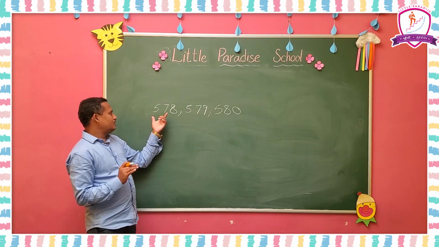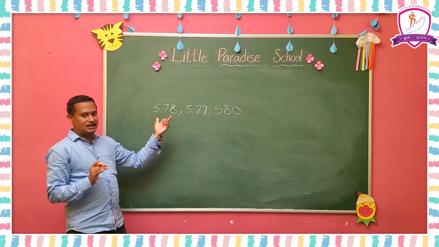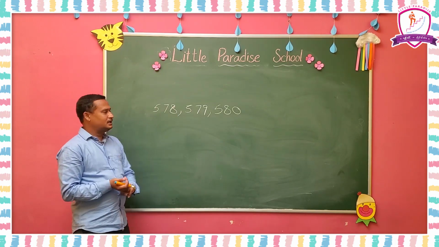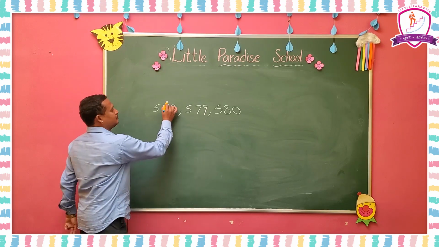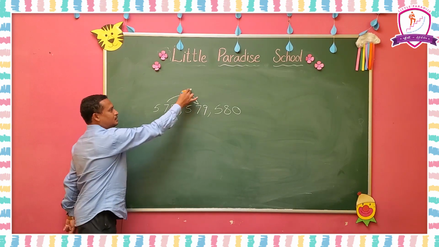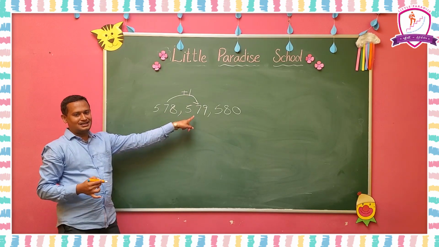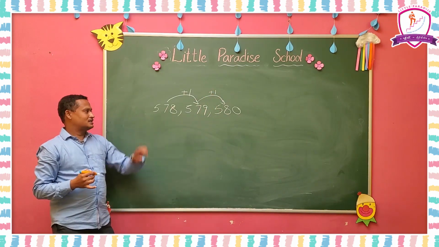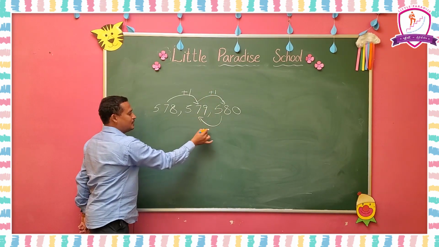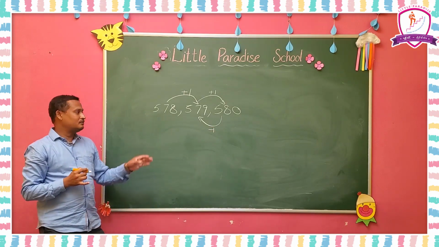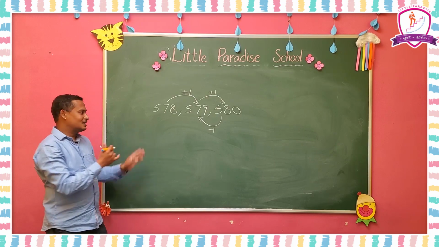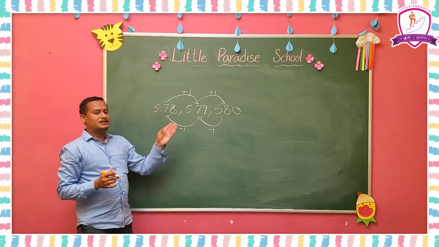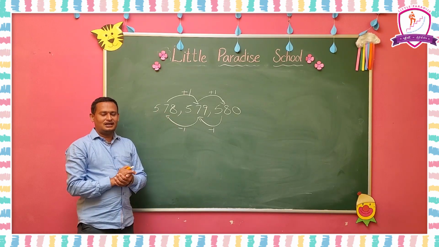Here you can observe I wrote 3 consecutive numbers: 578, 579 and 580. Here 579 comes from 578 after plus 1. When we add plus 1, we get the next number, that is called the successor. When you subtract 1 from any number, then you will get the predecessor like this. From here to here, minus 1. This is about the successor and predecessor of numbers.